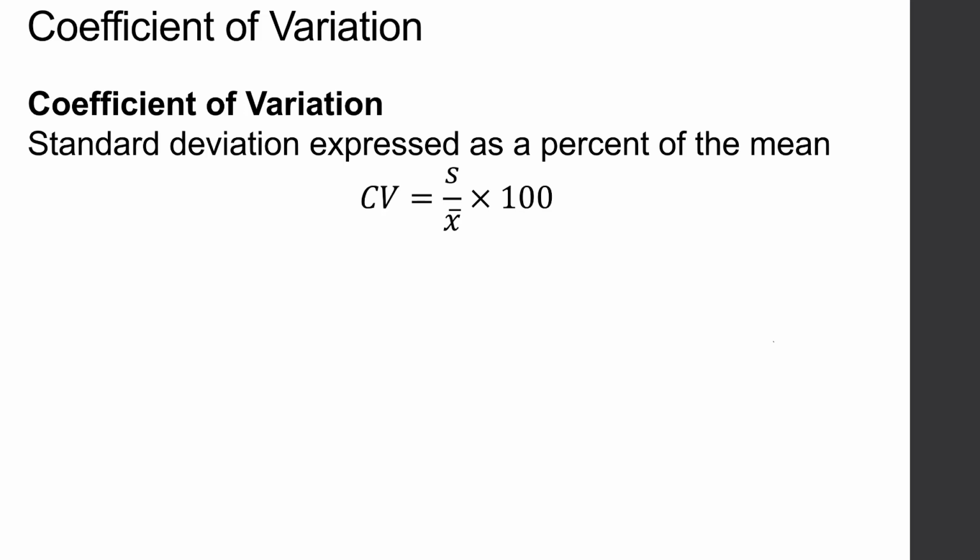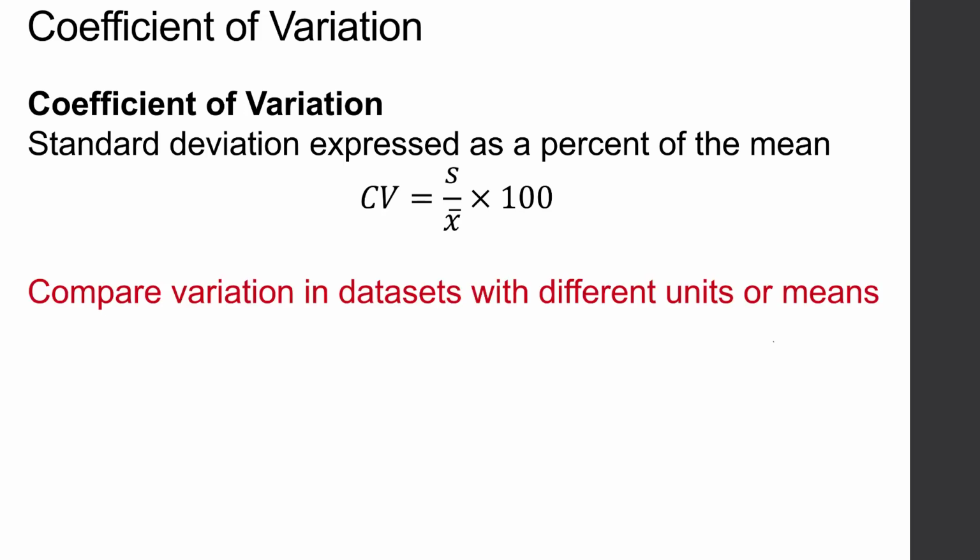The coefficient of variation is the standard deviation expressed as a percent of the mean. So it is the standard deviation divided by the sample mean times 100. Think about a data set that has a standard deviation of 5 with a mean of 10. And then think about a distribution that has a standard deviation of 5 with a mean of 1,000,000. That means something different, right? So the coefficient of variation is a way that you can express that standard deviation relative to the sample mean. So it allows you to compare variation in data sets with different units or means.